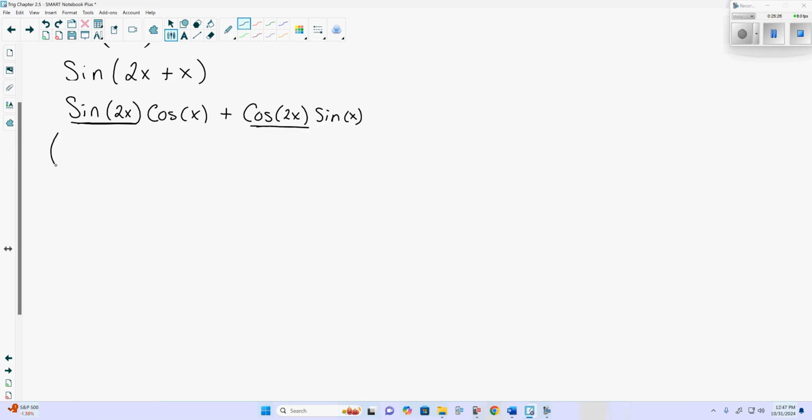Now, for our sine of 2x, we can use the double angle formula. Which means we can replace sine of 2x with 2 sine of x cosine of x. Which is nice because now each of those trig terms only has x inside the parentheses, so we're getting closer. Plus sine of x times, we need to replace cosine of 2x.